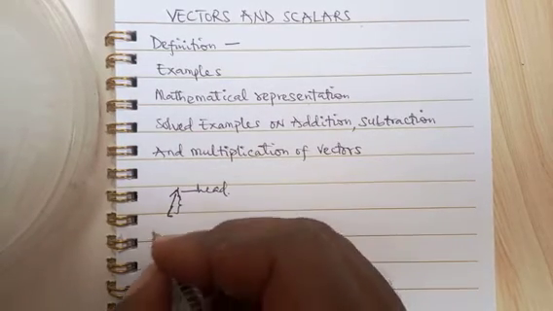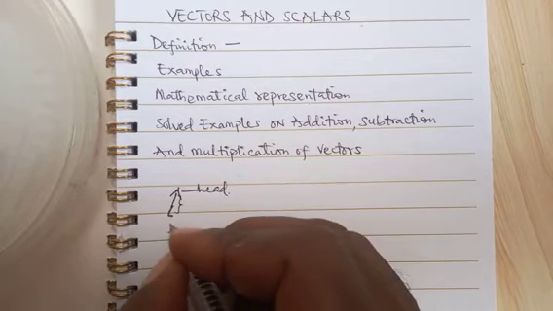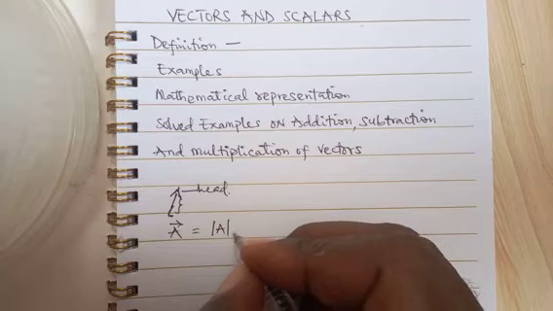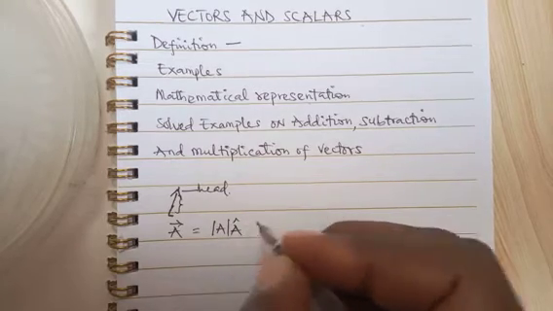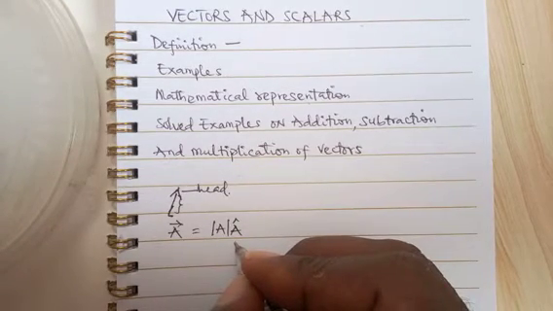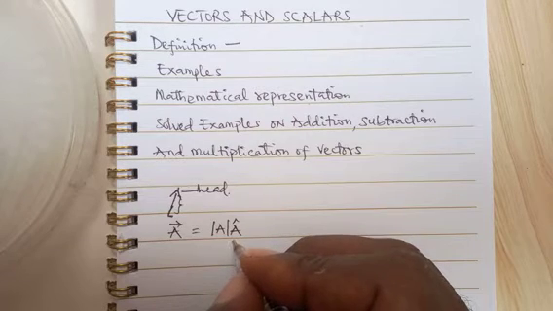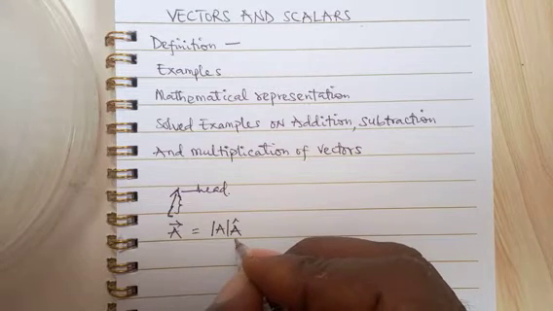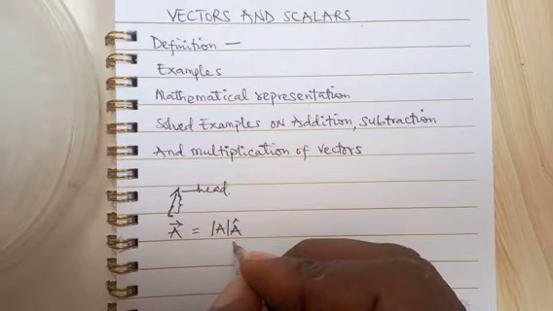Now, mathematically, we can say that a vector A is given by the magnitude of vector A multiplied by the unit vector of vector A. Now, this unit vector is also known as the direction of vector A. So whichever you are asked to calculate, you just make it the subject of the formula.